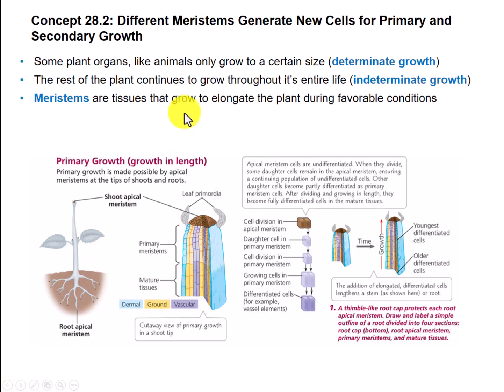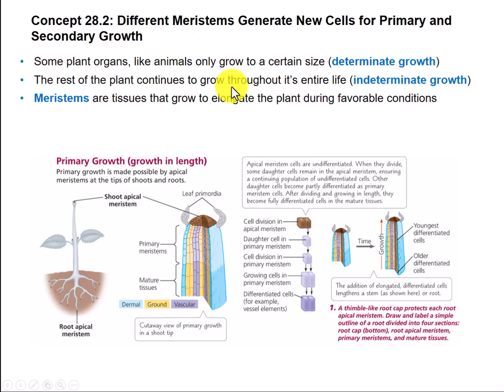All right. So we've gone over all of the tissues and cells. How do these grow? What is the purpose of the cells? So we have some plant organs that, like animals, only grow to a certain size. And that is determinate growth. So you have a self-determined size.